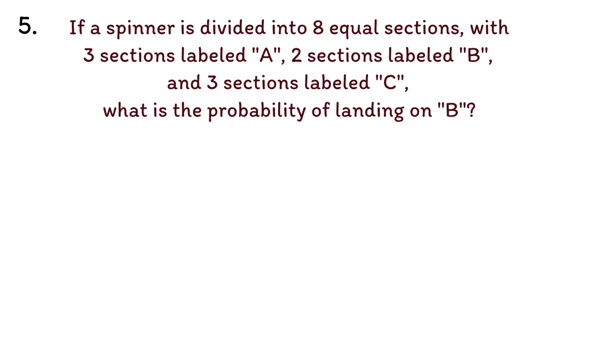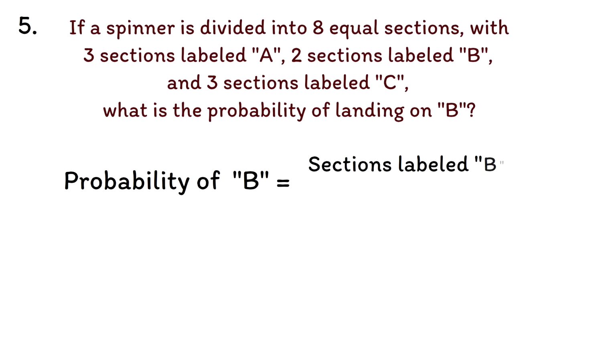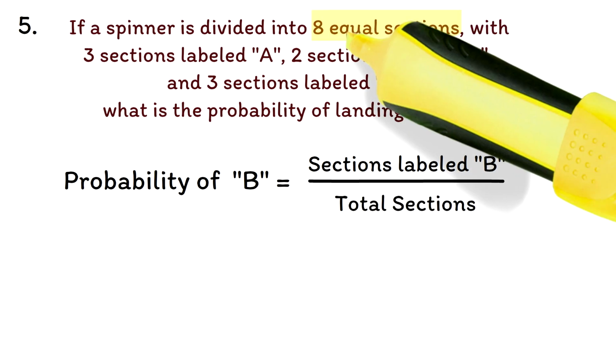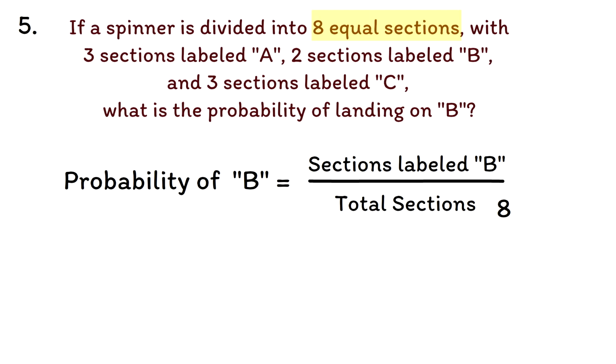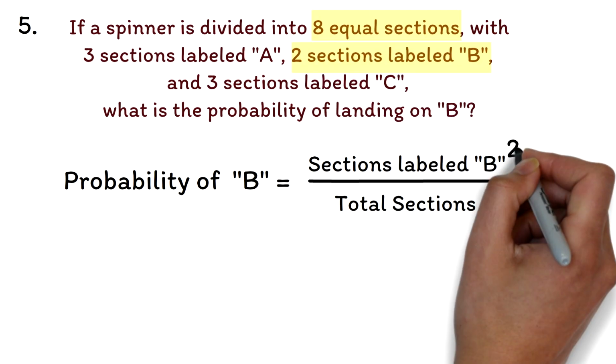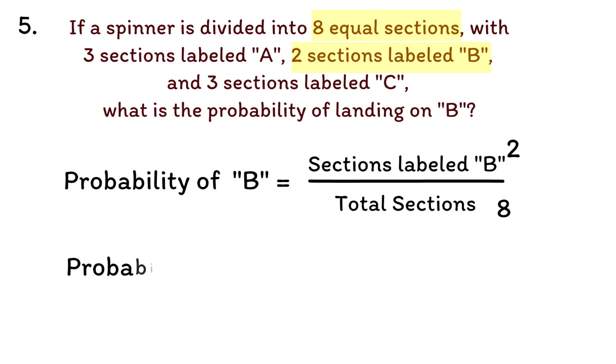Question 5. If a spinner is divided into 8 equal sections, with 3 sections labeled A, 2 sections labeled B, and 3 sections labeled C, what is the probability of landing on B? The probability of landing on a section labeled B can be found by dividing the number of sections labeled B by the total number of sections on the spinner. In this case, the spinner is divided into 8 equal sections, with 2 sections labeled B. Therefore, the probability of landing on B is 2 over 8.